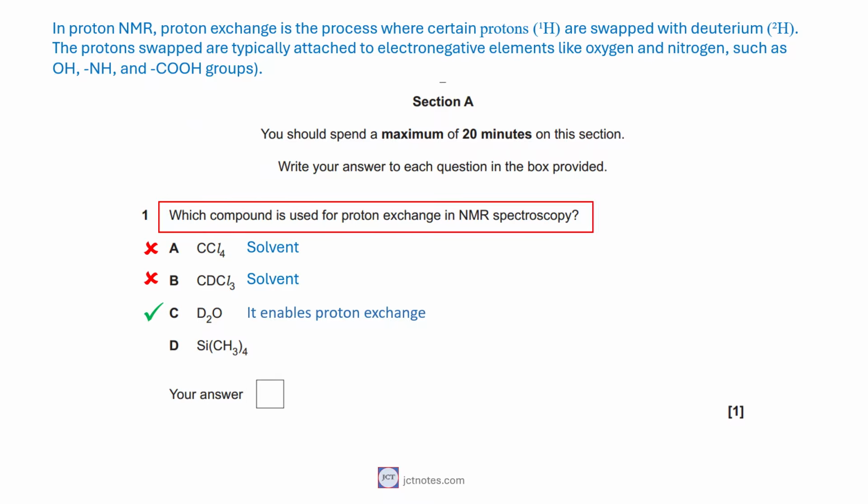In the fourth answer, we have tetramethylsilane or TMS. It is used as a reference compound in NMR, providing a sharp peak at 0 ppm for calibration. It does not participate in proton exchange. This is also not the right answer. Then, the answer is C.